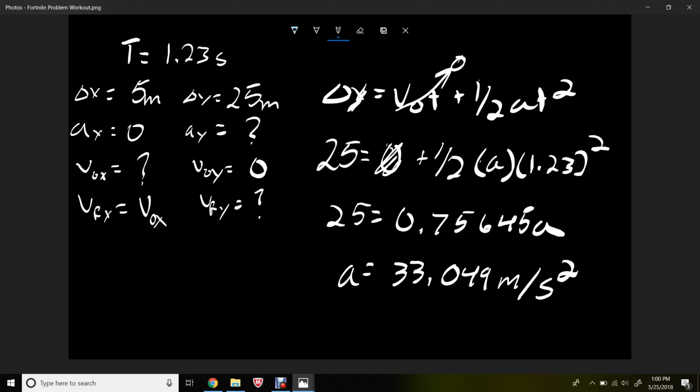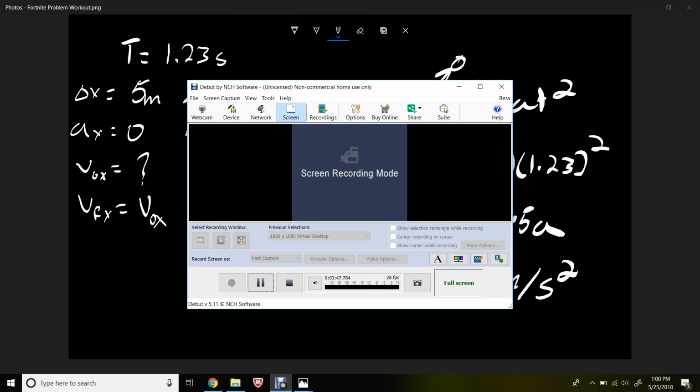And that is the downward acceleration in a game of Fortnite. That's a lot. That's a lot. They must have some wicked strong leg muscles in order to jump that high. So there you go. And yes, there's the Fortnite problem worked out for you.